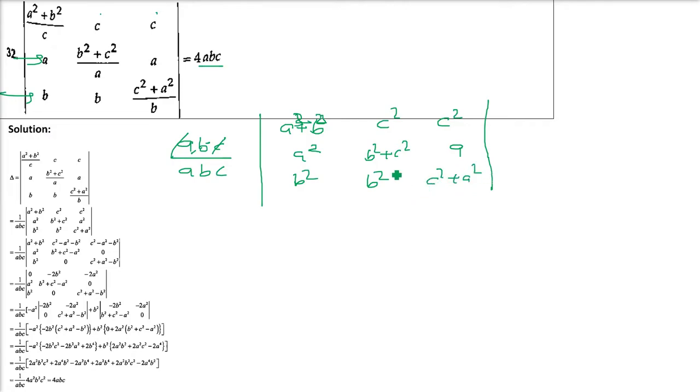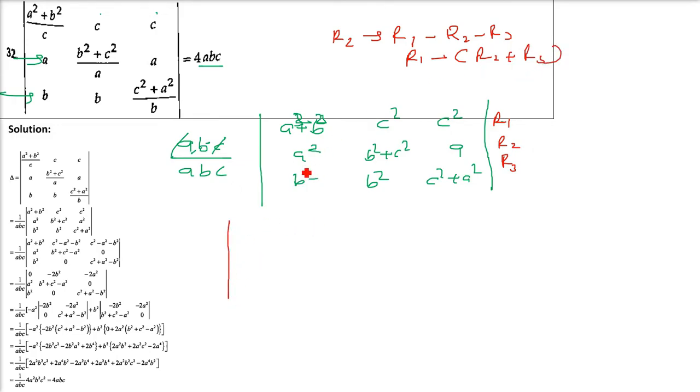Okay. What can we do? If you see the first row, let me show you here. This is row 1, this is row 2, this is row 3. So row 1, we are changing to row 1 minus row 2 plus row 3. This is also a way of writing it. So what do we get? This A square plus B square minus A square minus B square, that will be 0. C square minus B square minus C square minus B square. So C square gets cancelled. You get minus 2B square.